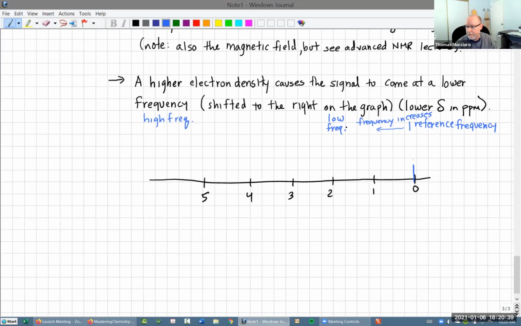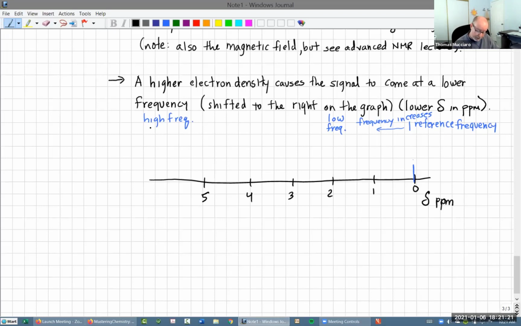And actually what we measure is the difference between the frequency for the signal and the reference frequency we take. So we basically measure how far the signal is shifted over from 0. And then we take a ratio, and that's how we get our parts per million. You don't have to do that math. I'm just trying to give you an idea of what the numbers mean. So high frequency on the left, low frequency on the right.